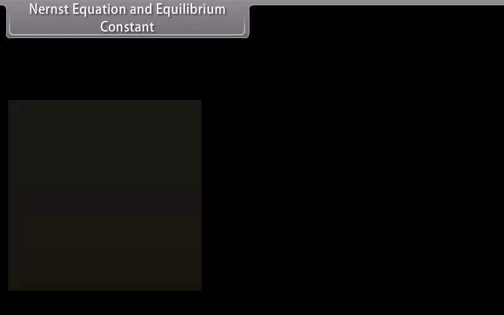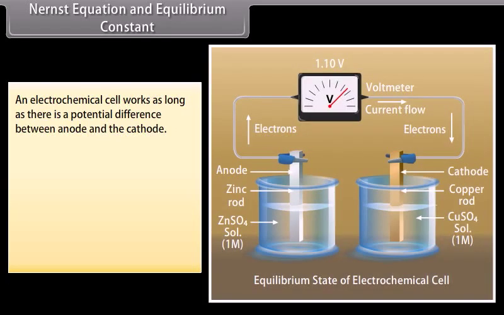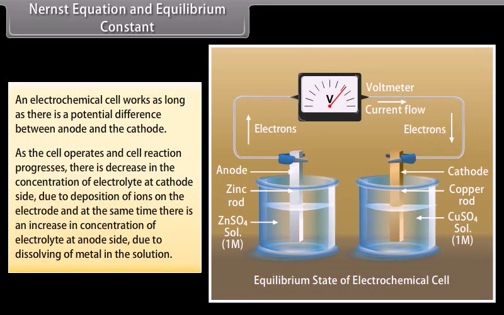Nernst equation and equilibrium constant. An electrochemical cell works as long as there is a potential difference between anode and cathode. As the cell operates and cell reaction progresses, there is decrease in the concentration of electrolyte at cathode side due to deposition of ions on the electrode, and at the same time there is an increase in concentration of electrolyte at anode side due to dissolving of metal in the solution.